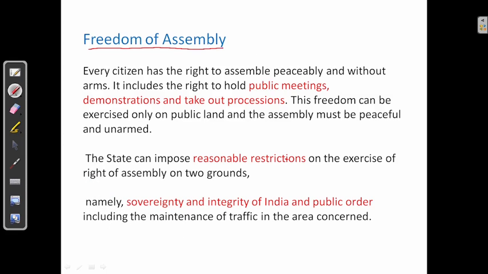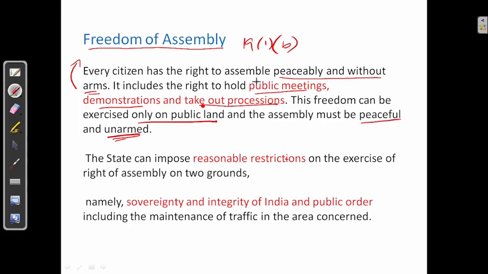Next, freedom of assembly. Every citizen has a right to assemble peacefully and without arms. It includes the right to hold public meetings, demonstrations, and take out processions. This freedom can be exercised only on public land, and the assembly must be peaceful and unarmed.